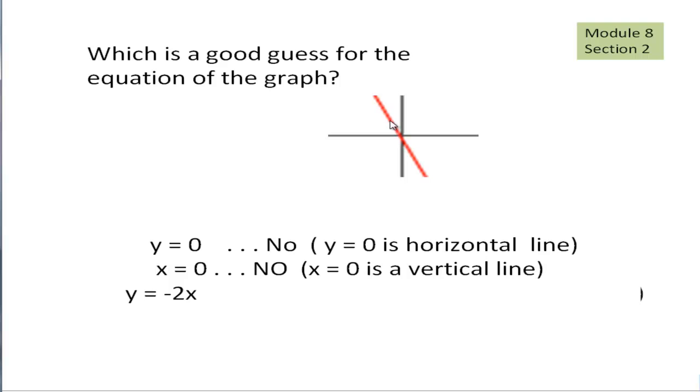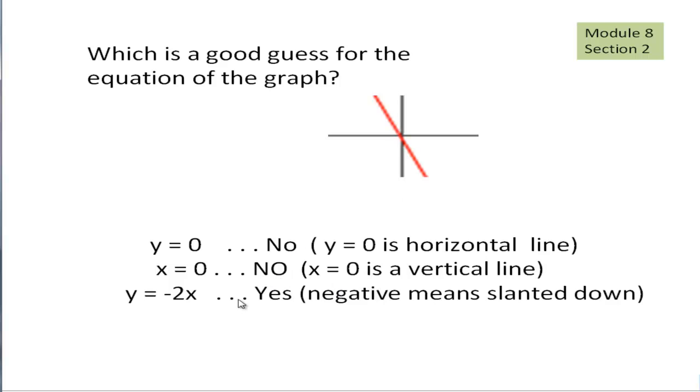Okay, this is actually going down, so this is a good guess. It's negative, and it's 2, so it's pretty steep slope. So yes, that's a good one. Negative means it's going down, and it's slanted down.